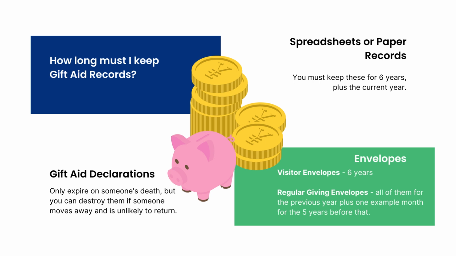But if you have regular giving envelopes and there is a pattern to how people give to your church, then what you can do is keep all of them for the last full year. Then you can choose an example month for the 5 years prior to that. So a month where most people are in church. So October, November is usually a good indicator, or January or February. So a month where you can say to HMRC, if you were audited, this is the pattern of giving in our church. Of course, if you don't want to do that, you can just keep all your envelopes for 6 years. There's no problem with doing that if you have the place to store them.